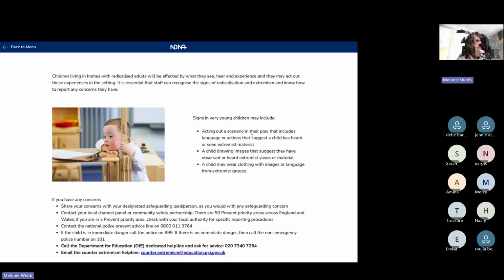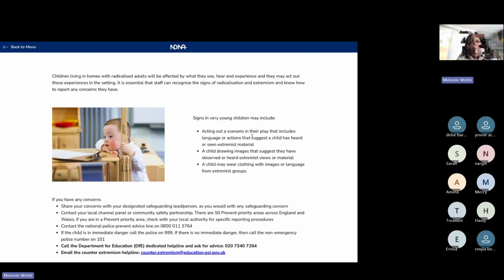Children living in homes with radicalised adults will be affected by what they see, hear and experience, and may act out these experiences in the setting. It is essential that staff recognise the signs of radicalisation and extremism and know how to report any concerns that they have.